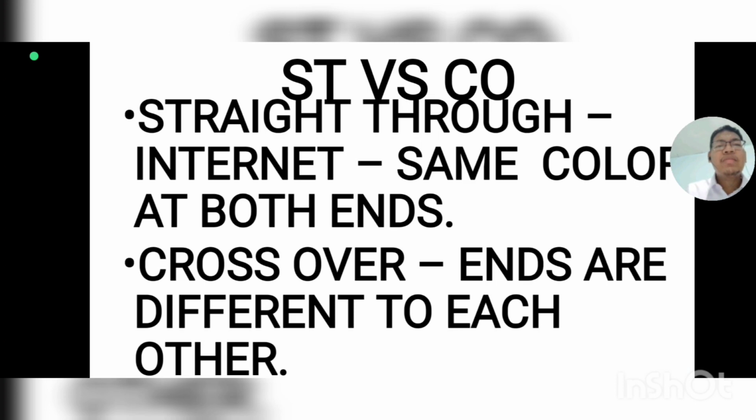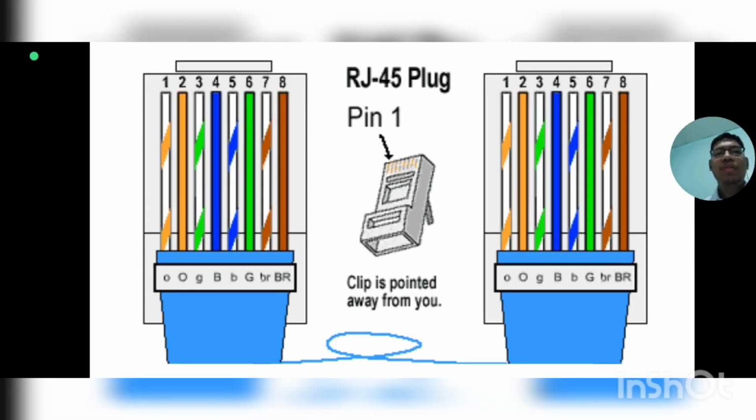So, straight through and crossover. In terms of color, straight through cables have the same color at both ends. So each end has the same color, while crossover ends are different. Let's see what I am talking about. As you can see, both ends of our crossover are like or same.